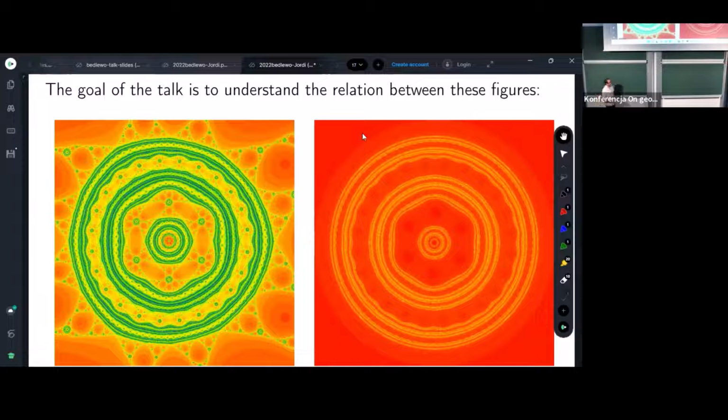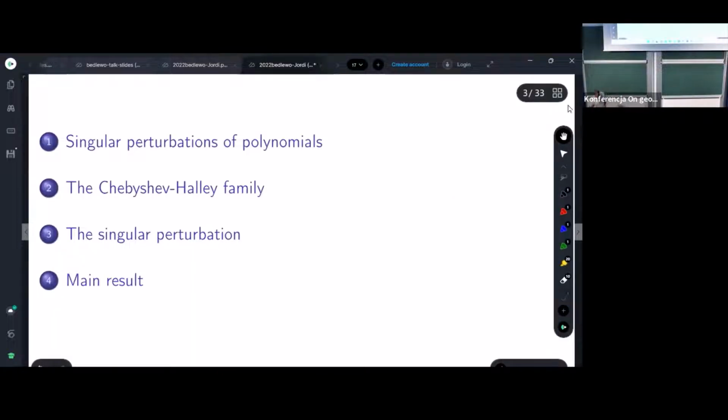So as I was saying, the goal of today is to understand the relation of these two drawings of these two Julia sets. To the right, we have a Cantor set of quasicircles coming from McMullen's singular perturbation. And to the left, we have the Julia set of a certain parameter for what's called the Chebyshev-Halley family of root finding algorithms. So that's a sketch of the talk.